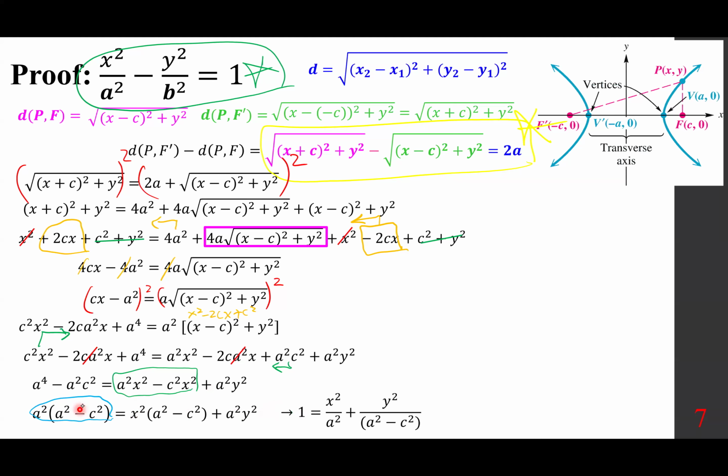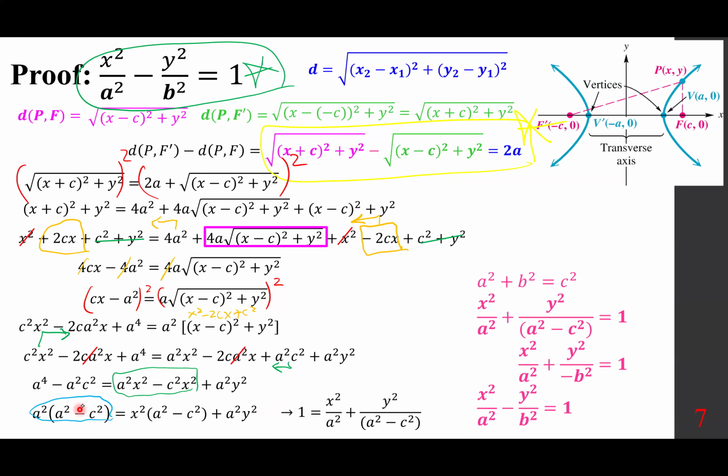We are almost there. We know a squared plus b squared equals c squared. Therefore, a squared minus c squared is minus b squared. And you can bring this negative out. And believe it or not, that's the proof. Again, you're not responsible for the proof. If you can follow it, you are in good shape, everybody.